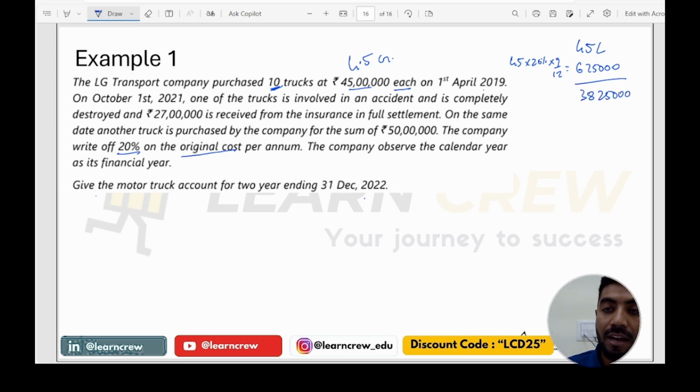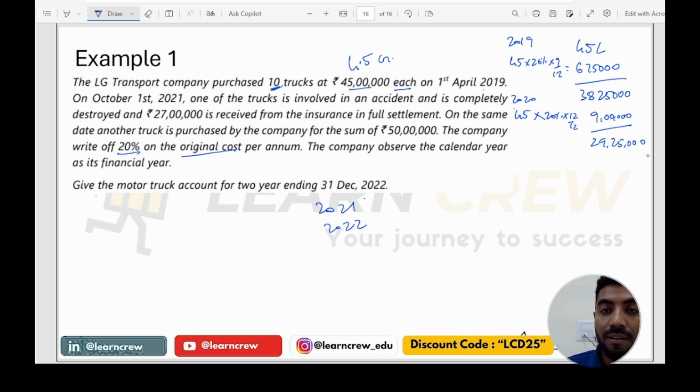Then again for next year depreciation. We need to do 2 years because the account needs to show 2021 and 2022. This is for the original cost method. 45 lakhs into 20% for 2020, full 12 by 12, a full year. That will come to 9 lakhs. The value is 29 lakhs 25,000.